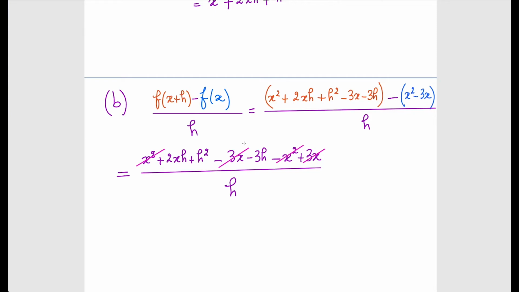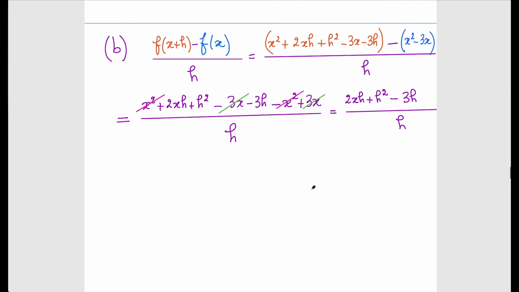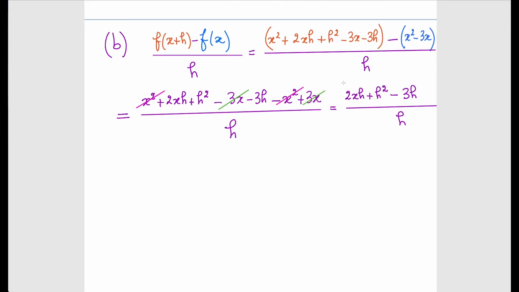Okay, so let's color it differently. These are together, and I'm left with everything else. So what am I left with? I still have the h downstairs, 2xh plus h squared, right, minus 3h. These are the survivors upstairs. Okay, so we have this then. So we have this.